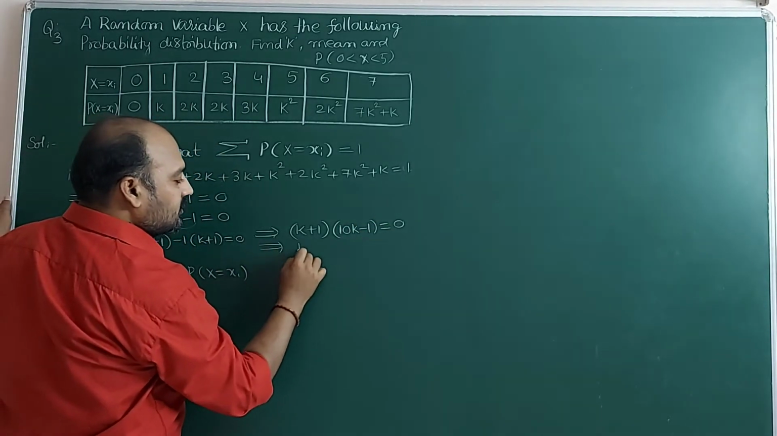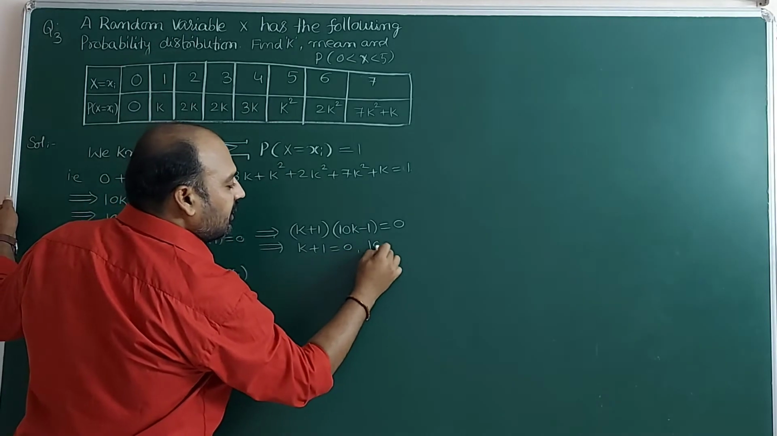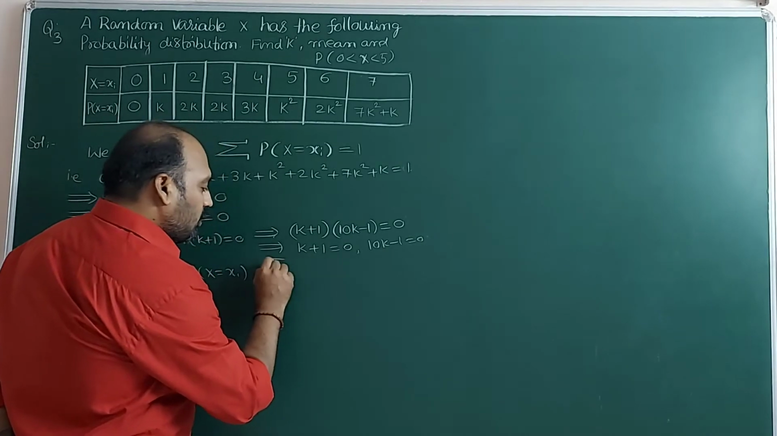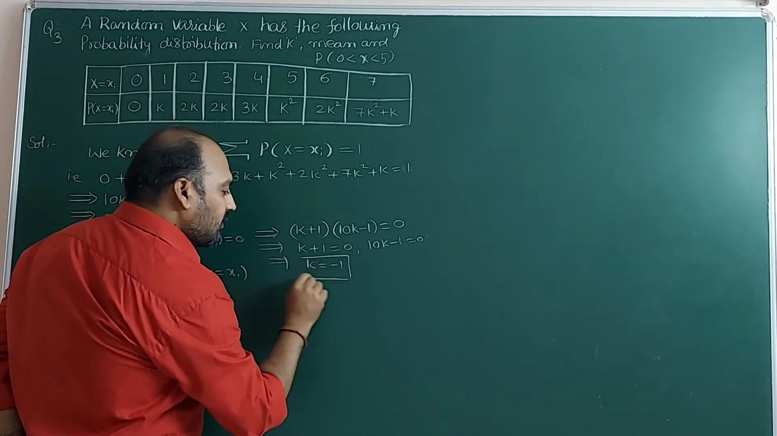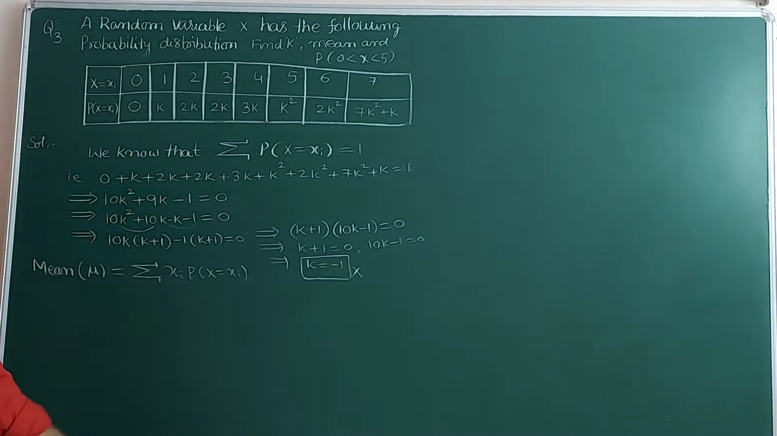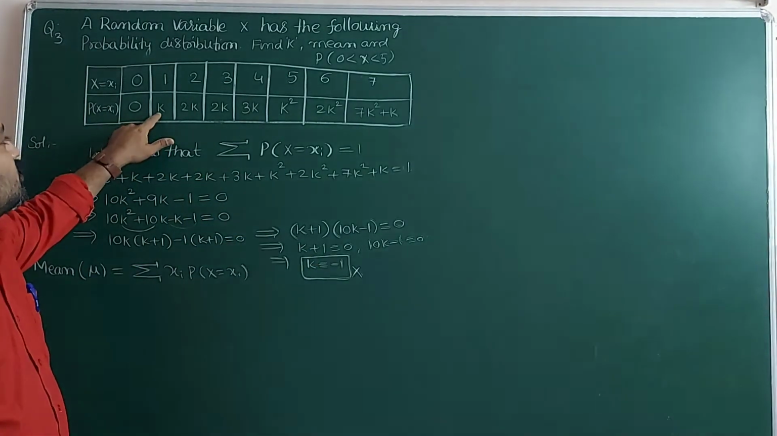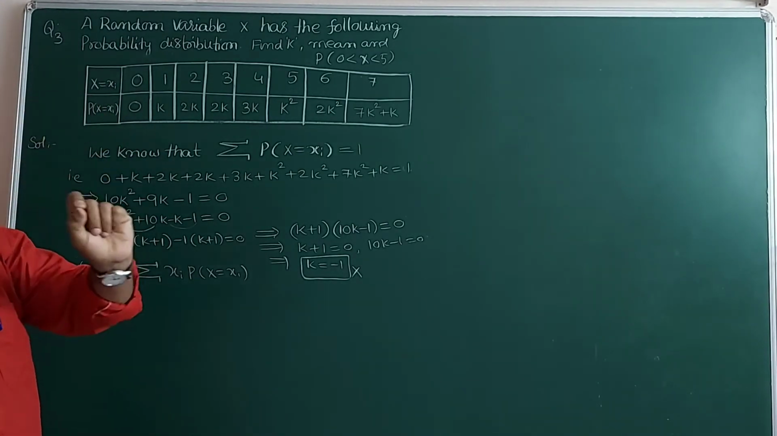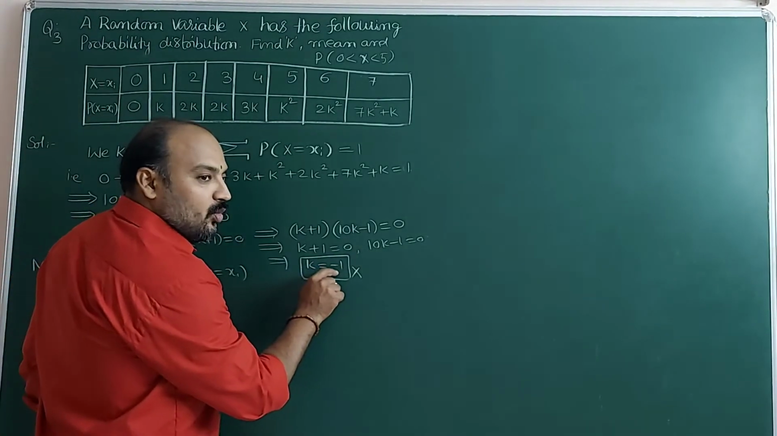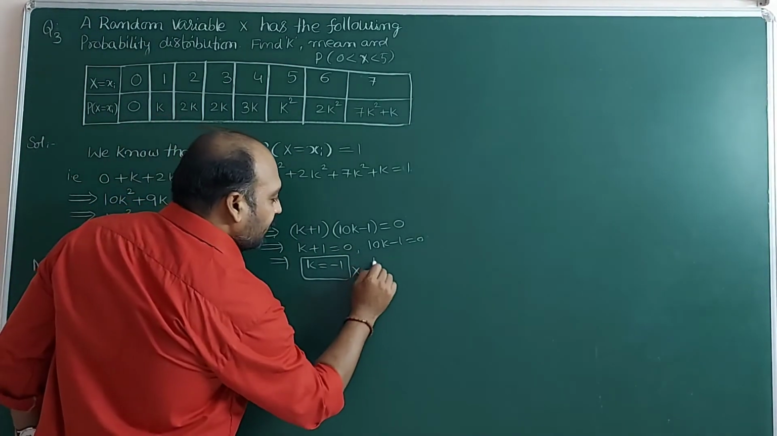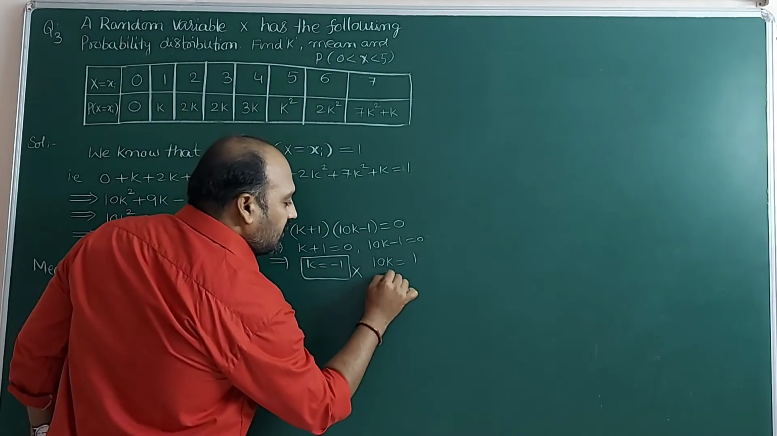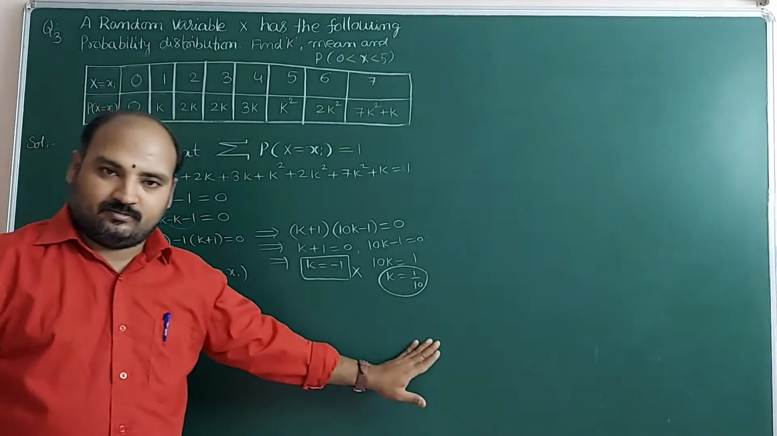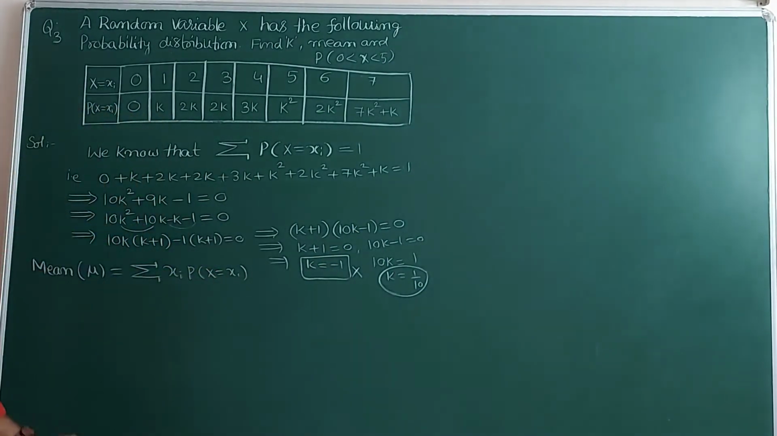So that implies k plus 1 is equal to 0 and 10k minus 1 equal to 0. So k equal to minus 1, which is not possible. Why? The probability of any random variable is always positive, so a negative value of k is not at all acceptable. So the remaining is 10k equal to 1, k is equal to 1 by 10. So the k value we got is 1 by 10. This is our required value.